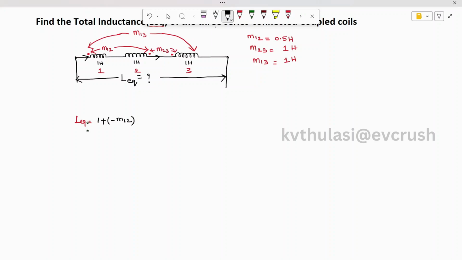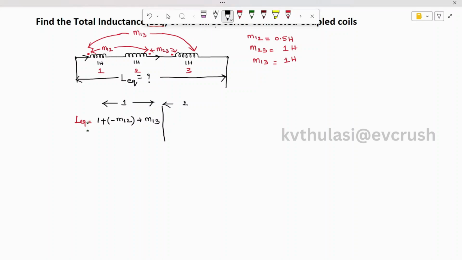Next, what is the effect of the first coil on the third coil? Here you can see current is entering the dot of the coil, and here also current is entering the dot of the coil. Both are entering, therefore you are going to get plus, which is plus M13. With this, the first coil is completed. This is valid for the first coil only.